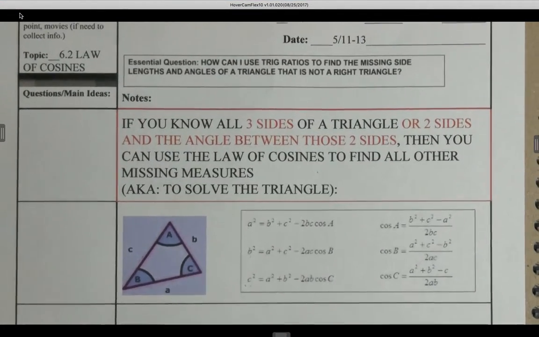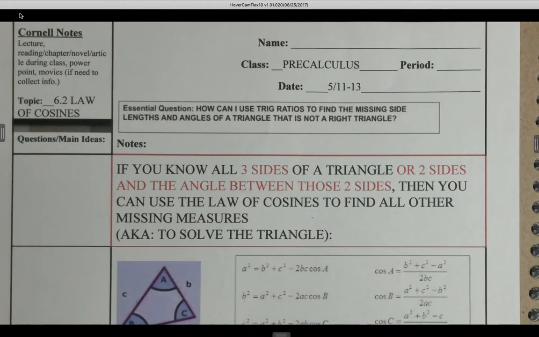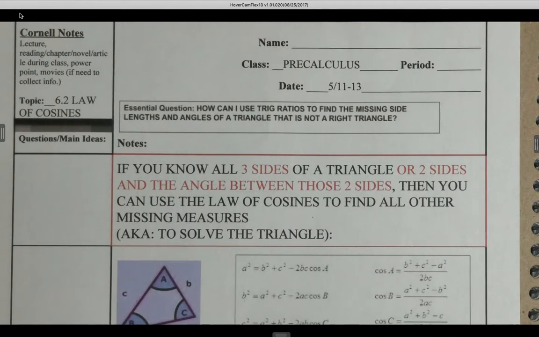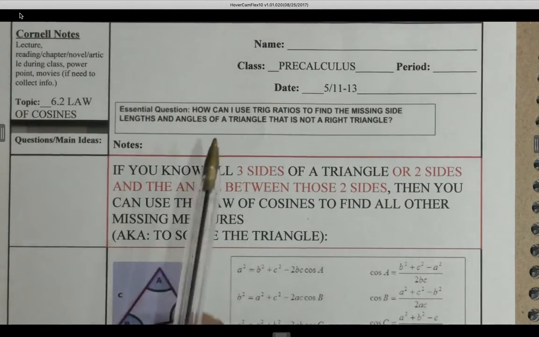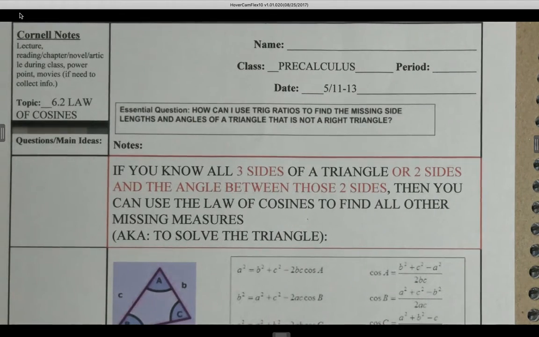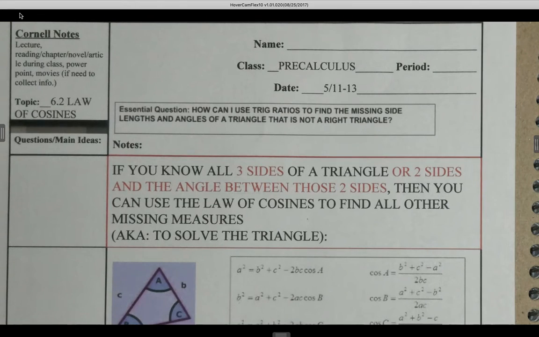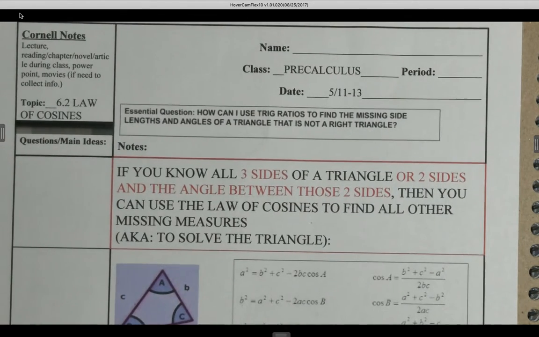Okay, so the last section that we'll go over in this course is law of cosines, which is chapter 6.2. Our essential question didn't change, right? We're still looking at how can we use trig to find the missing side lengths or, sorry, angles in a triangle that is not a right triangle.